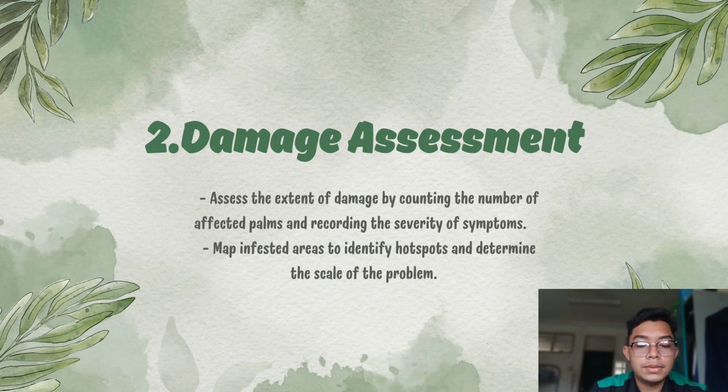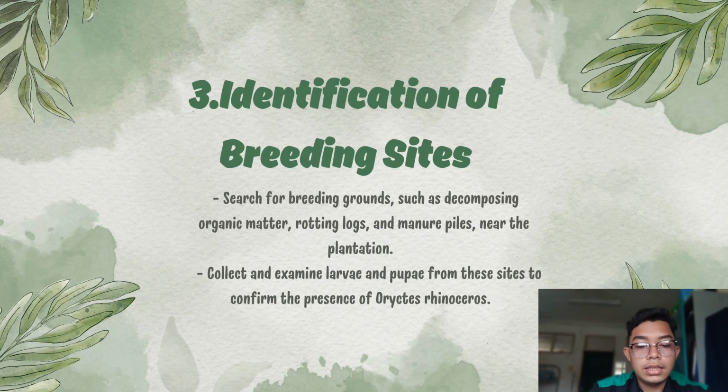2. Damage assessment. Assess the extent of damage by counting the number of affected palms and recording the severity of symptoms. Then, map the infested area to identify hotspots and determine the scale of the problem. 3. Identification of breeding sites. Search for breeding grounds such as decomposing organic matter, rotting logs, and manure piles near the plantation. Then collect and examine larvae and pupae from the site to confirm the presence of Oryctes rhinoceros.